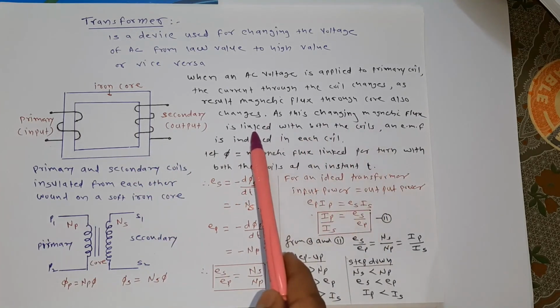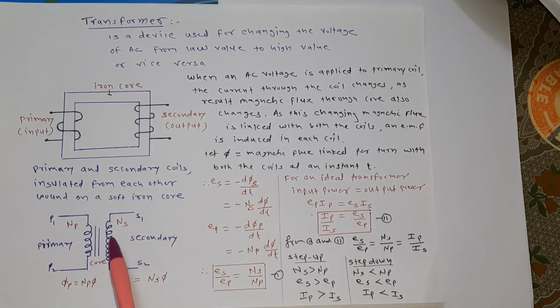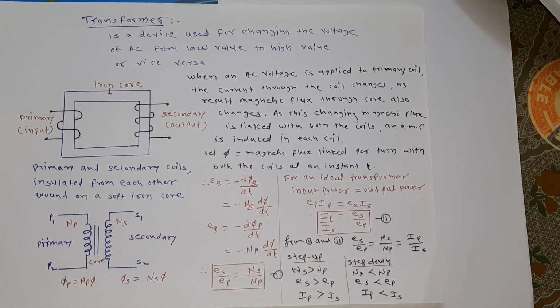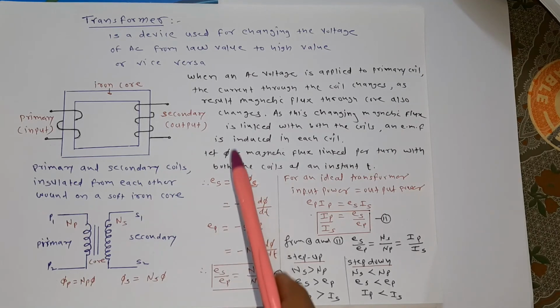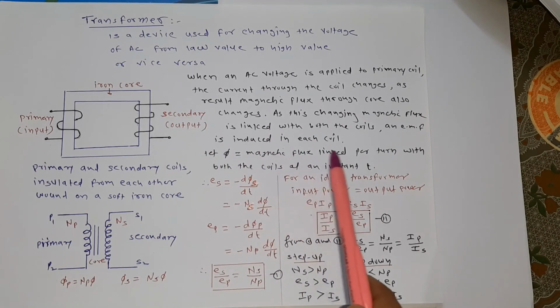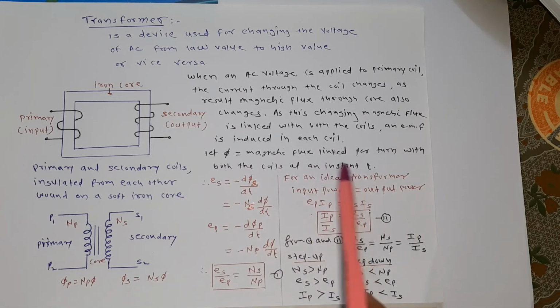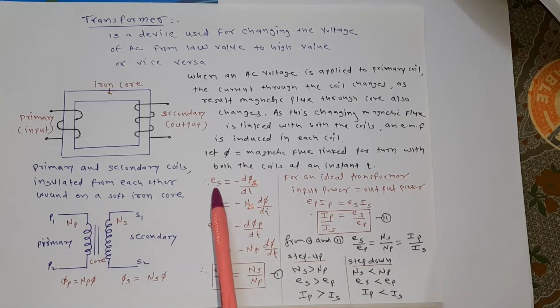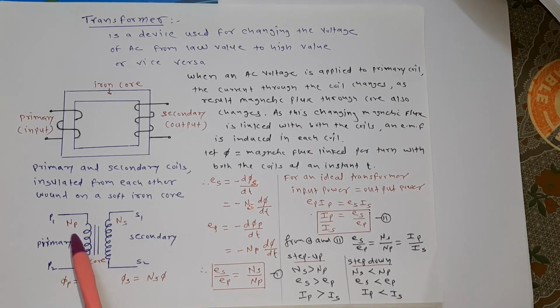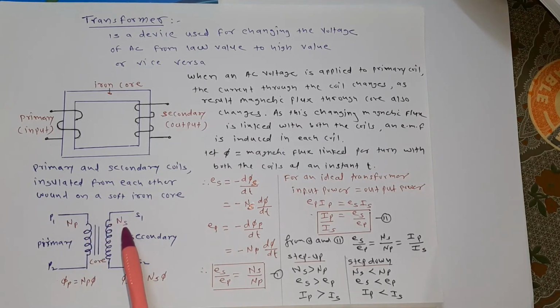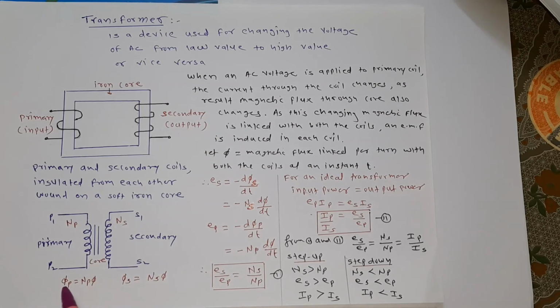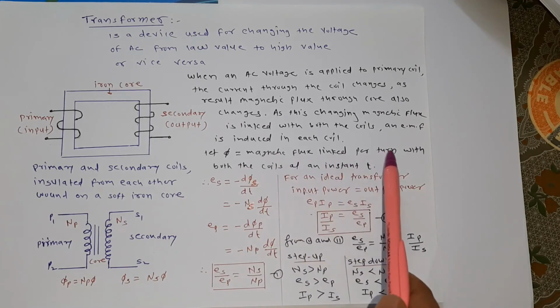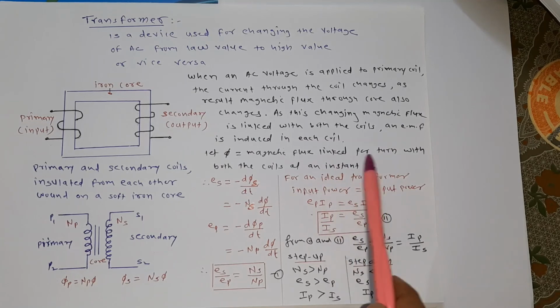As this changing magnetic flux is linked with both the coils, EMF is induced in each coil. मतलब इसमें भी EMF induced होगा और इसमें भी EMF induced होगा. Now let the magnetic flux linked per turn with both the coils at an instant be phi. So we need the formula for the secondary coil and the formula for the primary coil. Let us say the number of turns in primary is Np, and the number of turns in secondary is Ns. The flux we assumed here, the magnetic flux linked per turn, is phi.